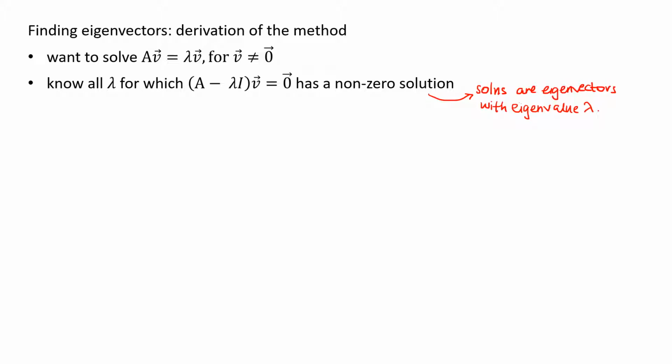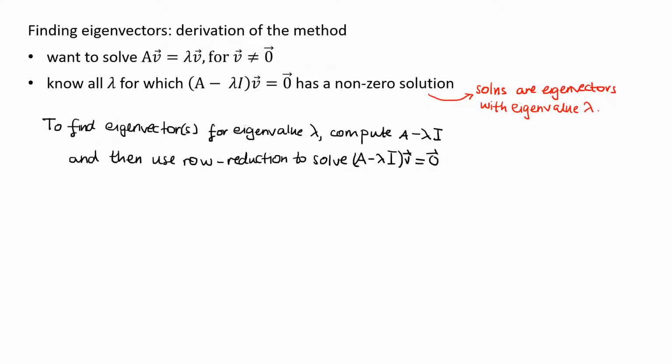So in order to find them, we're just going to solve this matrix equation. We're going to take our eigenvalue lambda, compute A minus lambda I, and then use row reduction to solve (A minus lambda I)V equals 0 for my eigenvectors V. Let's take a look at an example.